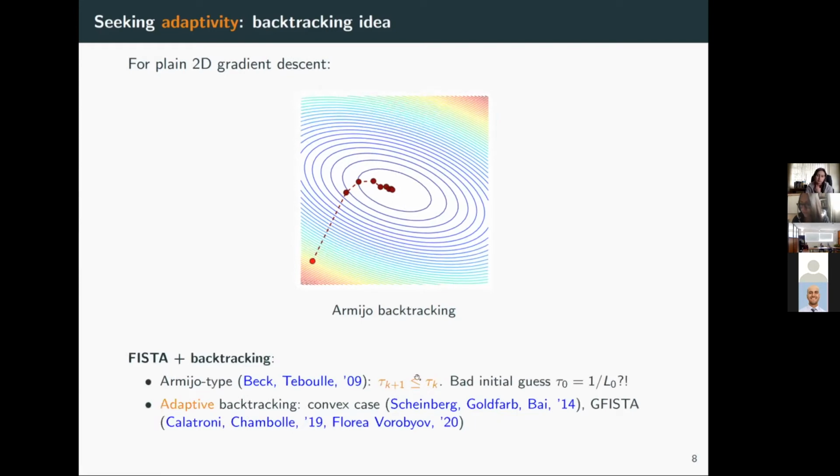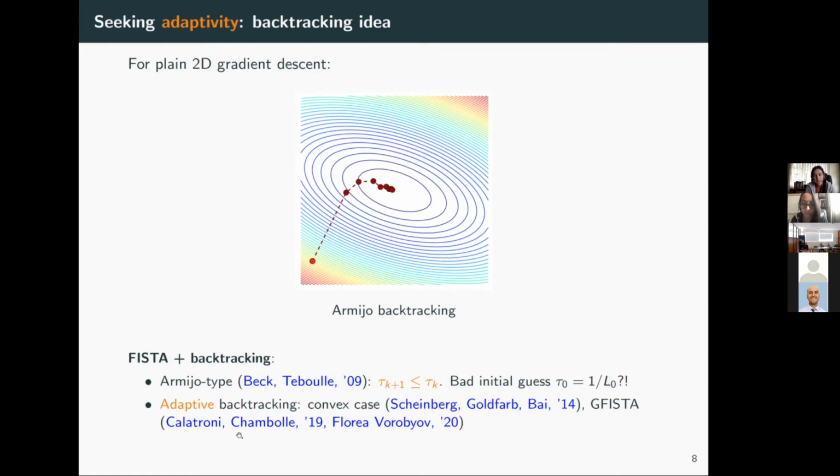Okay, so this type of monotone backtracking was the one considered also in the original paper by Beck and Teboulle. So as I said, it is a monotone backtracking strategy. So your step sizes either stay constant or decrease. That means that whenever you have an initial guess which is very bad, for instance which is too small because your Lipschitz constant was badly estimated, then there is no way you can actually go over it along the iteration. So you cannot increase the size of your step size.